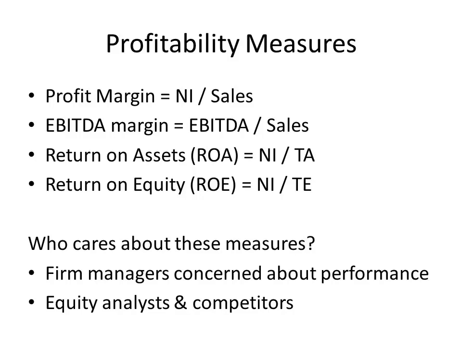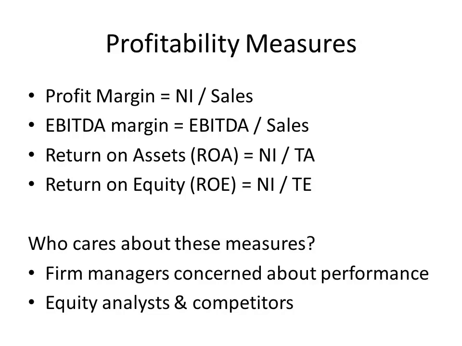Then there's a measure called EBITDA margin. Now EBITDA is just EBIT, but it also does not have depreciation and amortization in it. In other words, they take EBIT and add back depreciation and add back amortization. Now, why do they add those things back? Well, they're non-cash expenses. And so that's actually kind of a measure of operating profit.